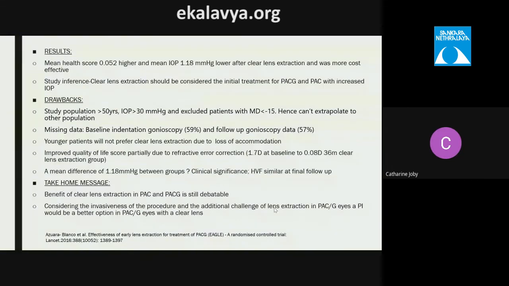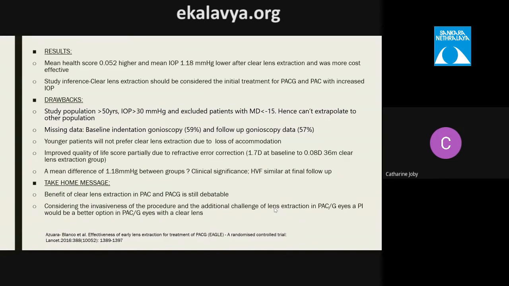The drawbacks of the study: the population included only patients above 50 years of age and PAC with intraocular pressure more than 30 millimeters of mercury, and excluded patients with mean deviation of less than 15 decibels on visual field. Hence, we can't extrapolate to other populations. Baseline indentation gonioscopy and follow-up gonioscopy data were missing in the majority of the patients. And younger patients will not prefer clear lens extraction due to the loss of accommodation.